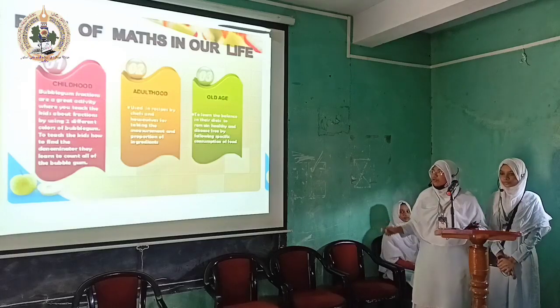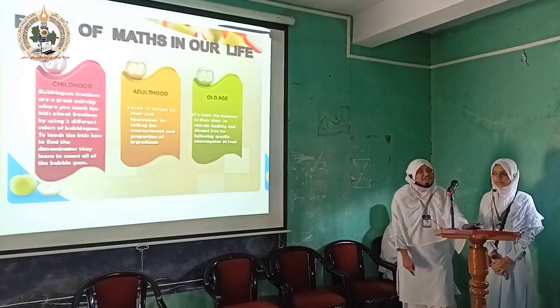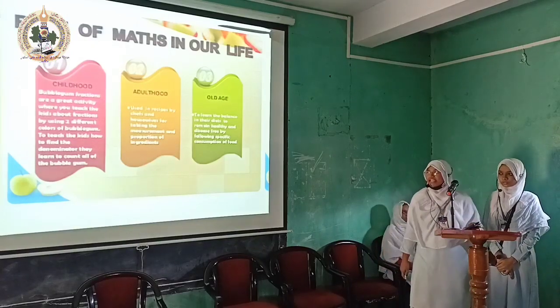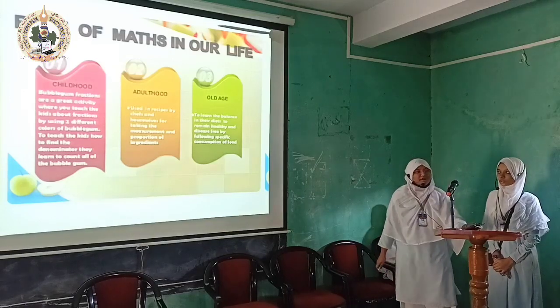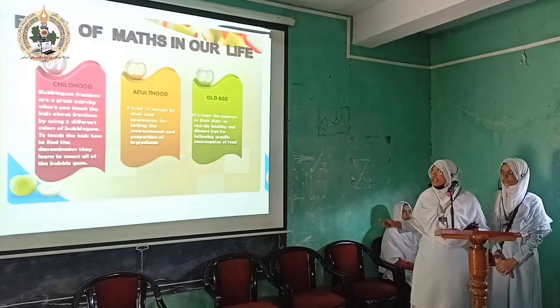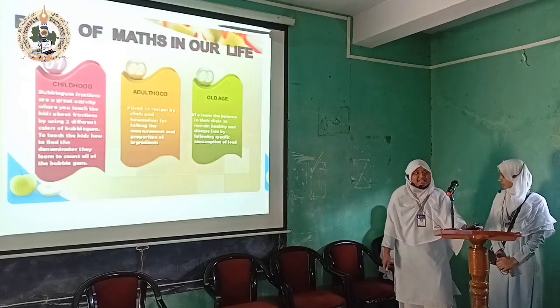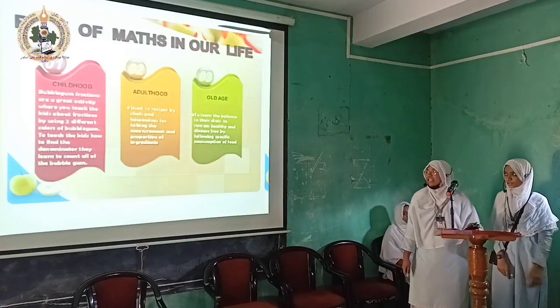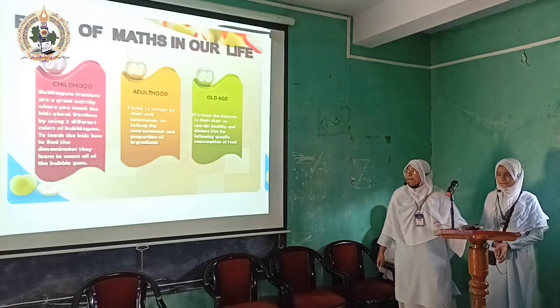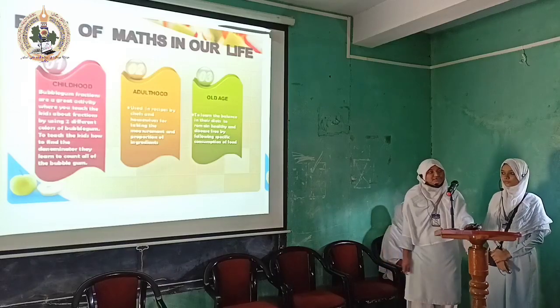Second one is adulthood. It is used in recipes by chefs and housewives for taking the measurement and proportion of ingredients. Third one is old age. To learn the balance in their diet for healthy and disease-free life by following specific consumption of food.